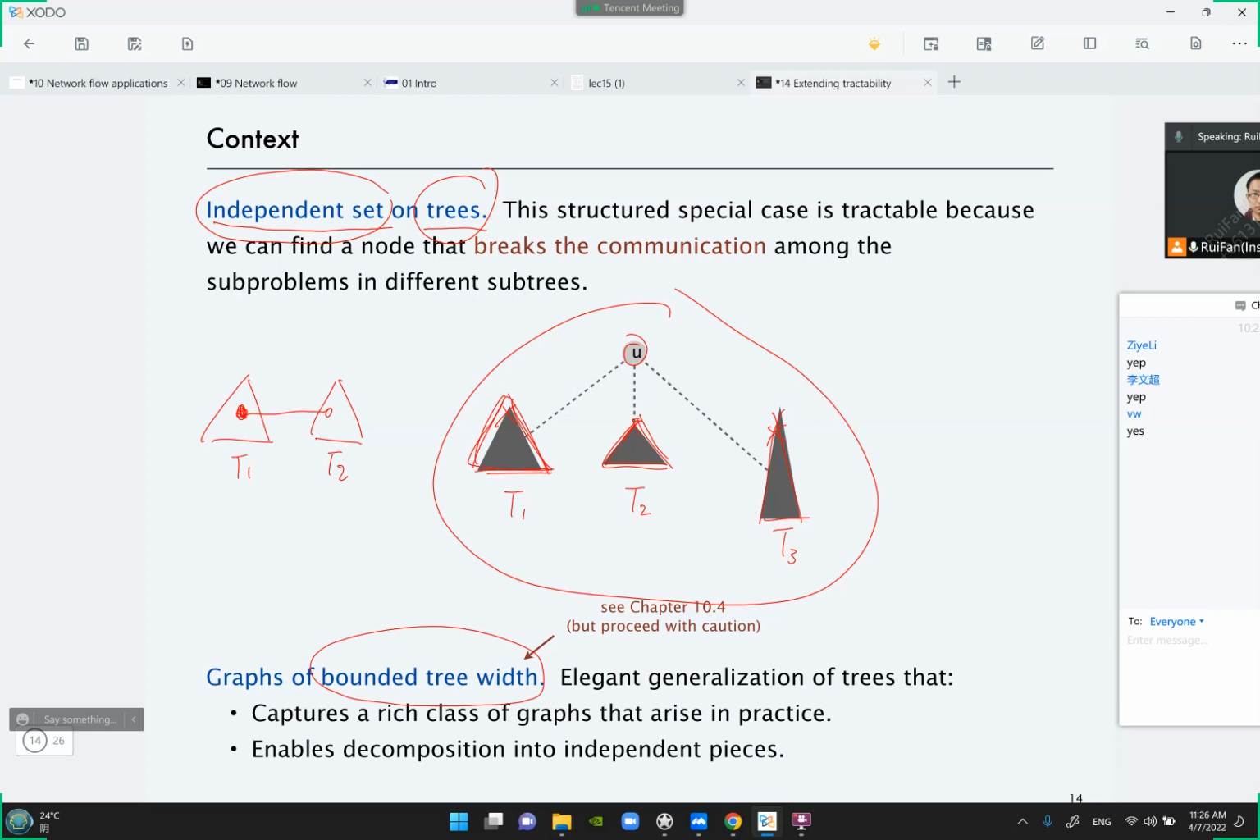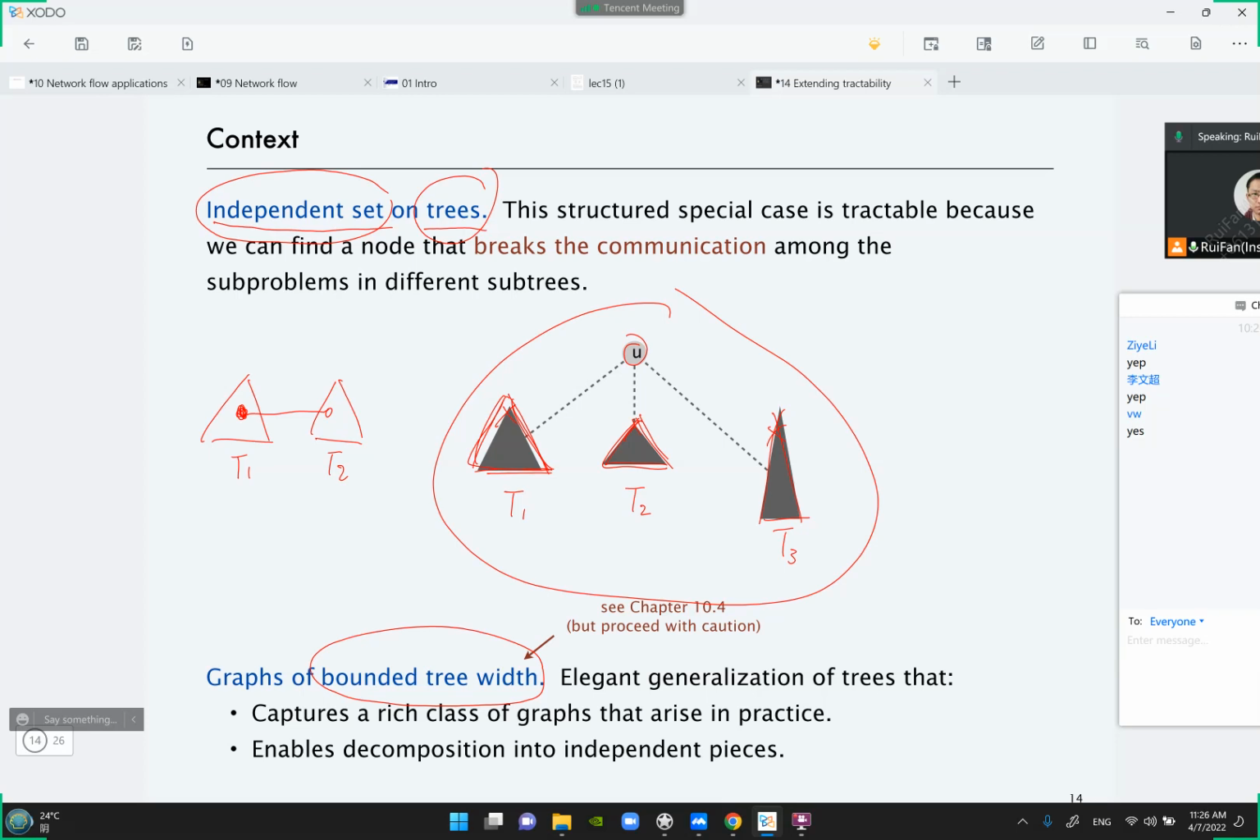I'm not going to define this class of graphs for you because it's a bit complicated. If you're interested, you can look in the algorithm design book by Kleinberg and Tardos, and they talk about what these graphs are. But basically, intuitively, these bounded tree width graphs are not trees, but they kind of look like trees.